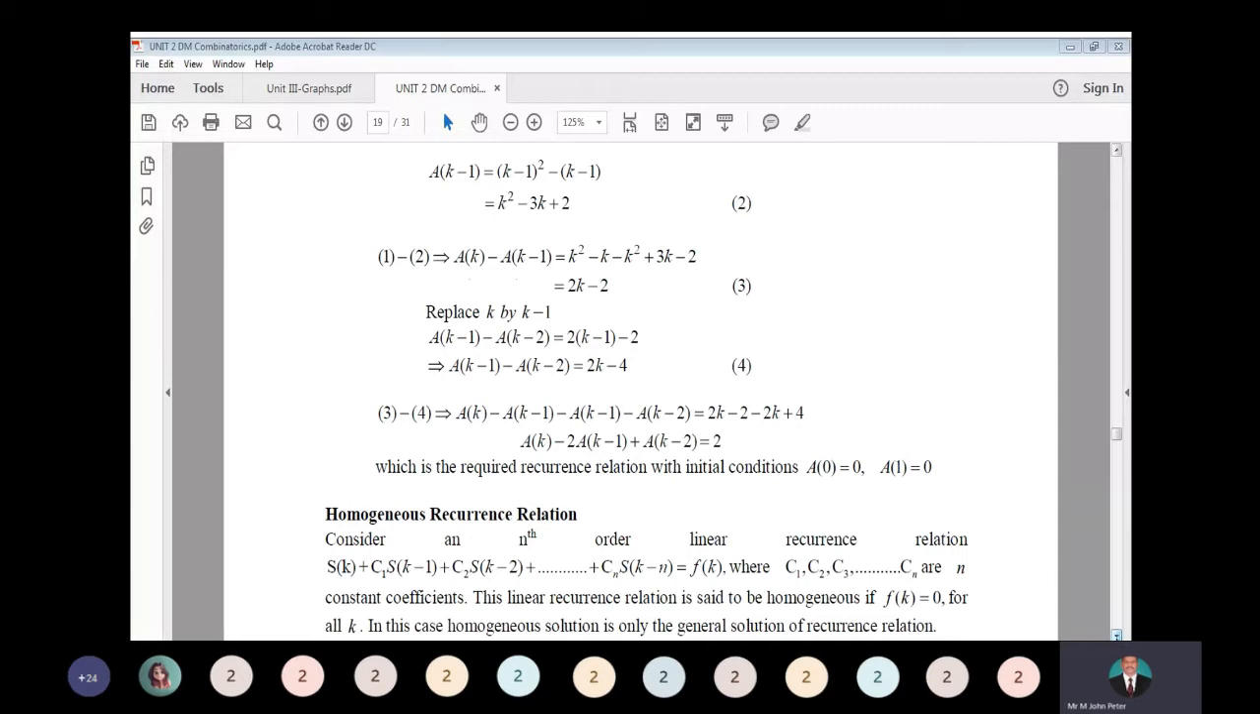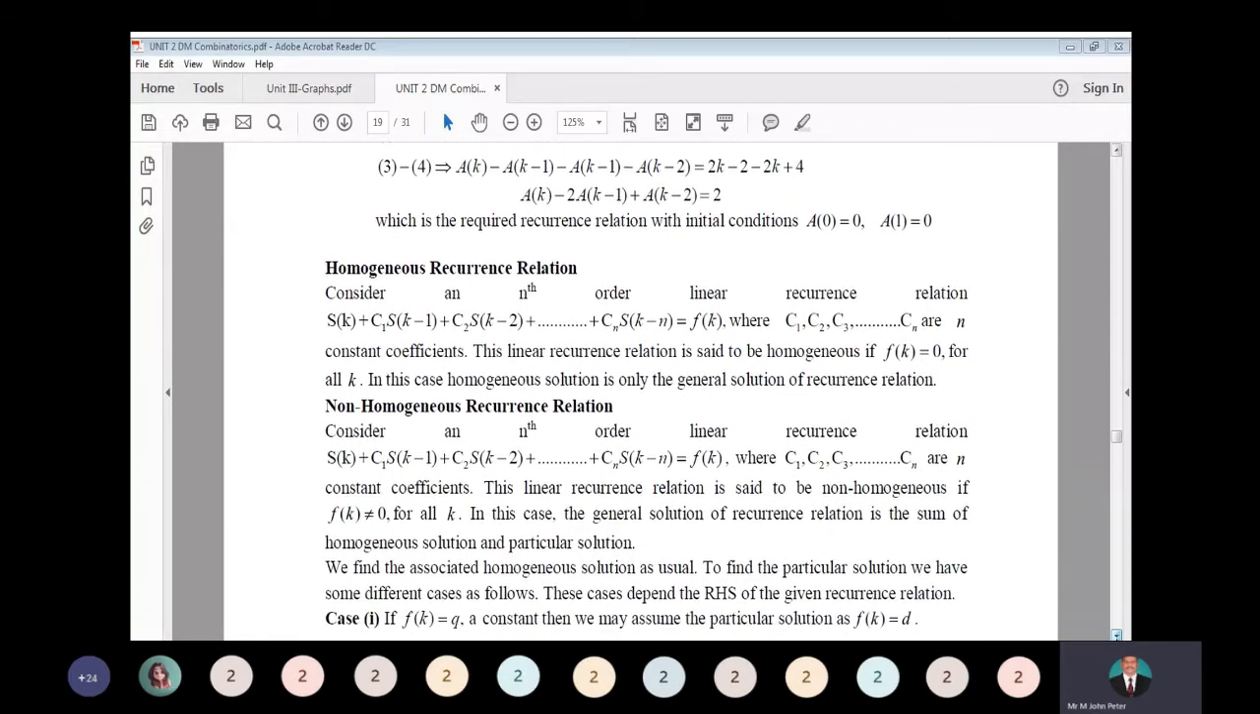And the third and the fourth equation subtracted, you will get the value a of k minus 1 minus a of k minus 2 is equal to 2k minus 2 minus 2k plus 4. Simplifying, that is a of k minus 2 a of k minus 1 plus a of k minus 2 is equal to 2, which is a recurrence relation with the initial condition a of 0 equal to 0, a of 1 equal to 0. So in a of k, replace k by 0, you will get 0, and a of 1 you will get 0.